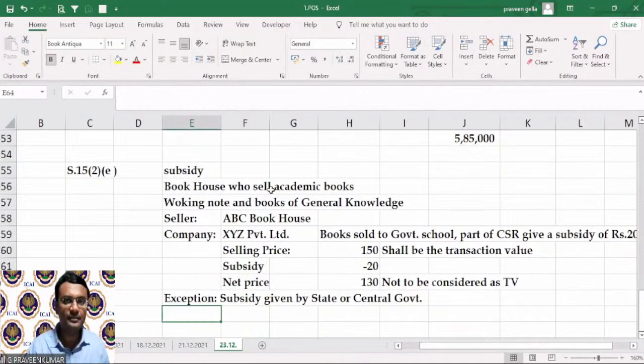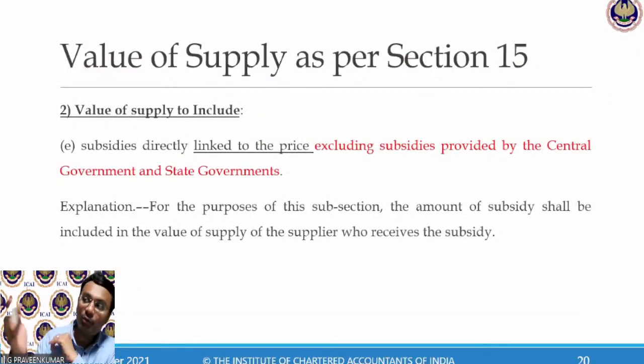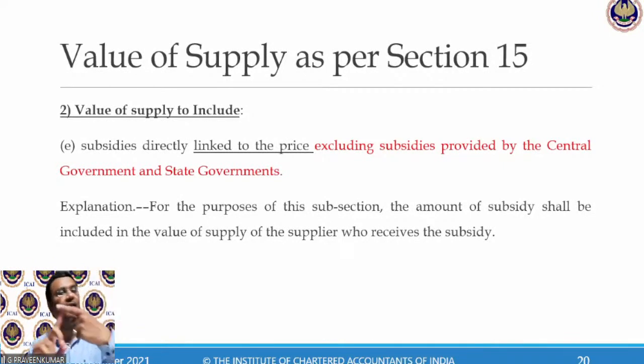Moving further. Now, section 15, subsection 2, what value do I have to include? First, it talks about taxes. You remember that example of passenger transportation. My road permit tax, your green energy tax, whatever taxes I pay, if charged, that should be included. That is your first clause.